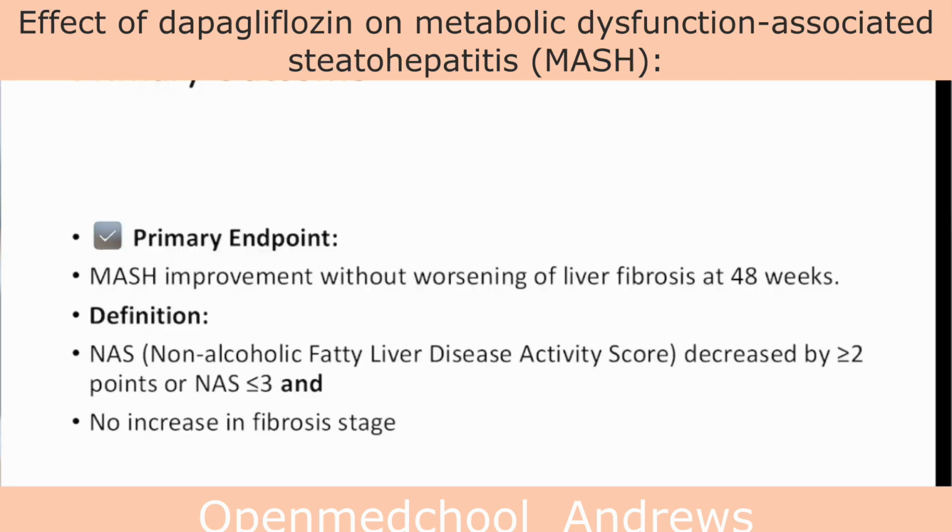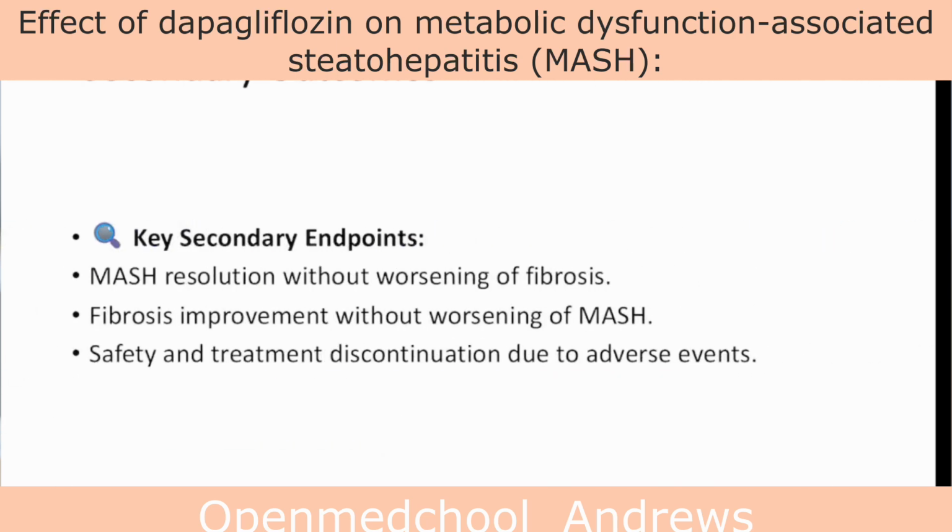Now, what were the primary outcomes? The primary endpoint was MASH improvement without worsening of liver fibrosis at 48 weeks. It is identified by the NAS score decreasing by 2 or more, or the NAS score becoming less than 3. NAS stands for non-alcoholic fatty liver disease activity score. And there is no increase in the fibrosis. These were the primary outcomes.